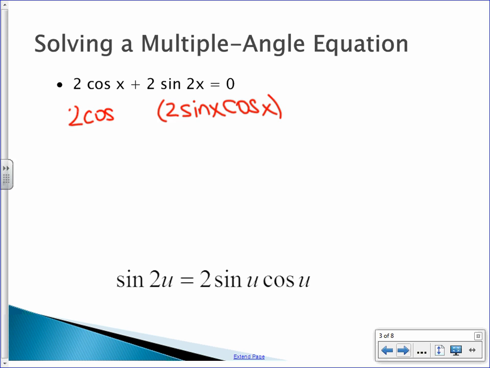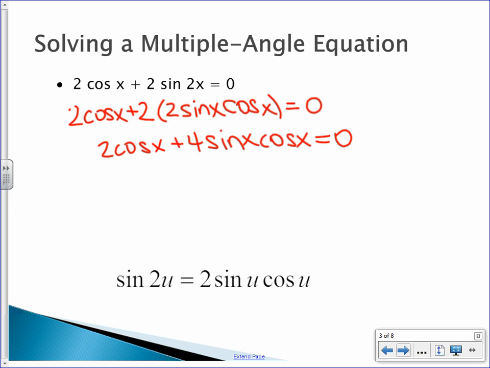So now we have an equation that looks like this: 2 cosine x plus 4 sine x cosine x. Now, is there something in common? There is a 2 and a cosine, right? So I'm going to factor out 2 cosine of x. Left over would be 1 plus 2 sine of x, right?